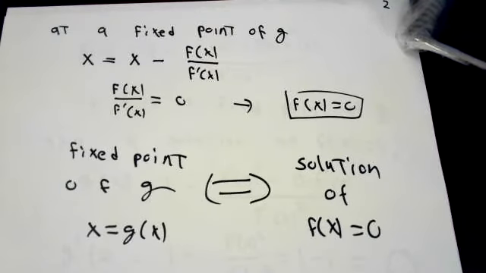Of course, if you have a fixed point of g, that's the same thing as x equals x minus f of x over f prime of x. Subtract x from both sides. Since we're assuming that f prime at the answer is not 0, this tells us that f of x equals 0. So if a number is a fixed point of g, so that x equals g of x, that is equivalent in our situation to x being a solution of f of x equals 0.